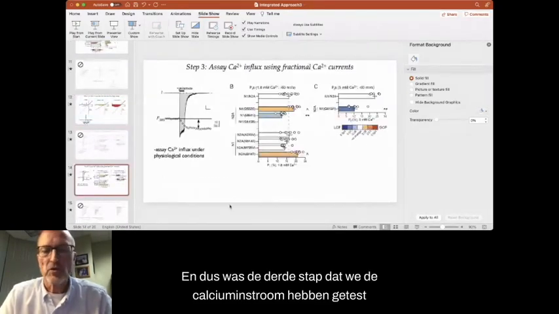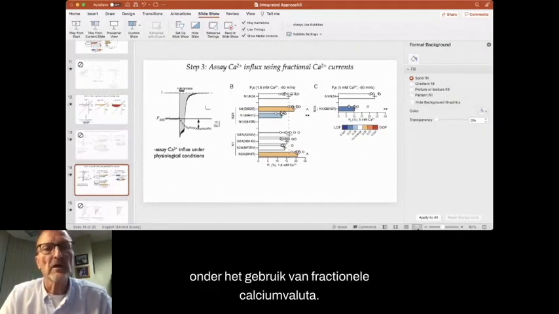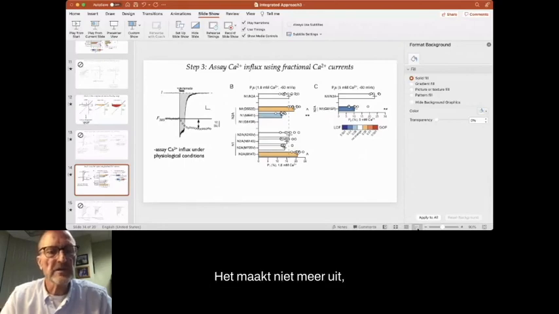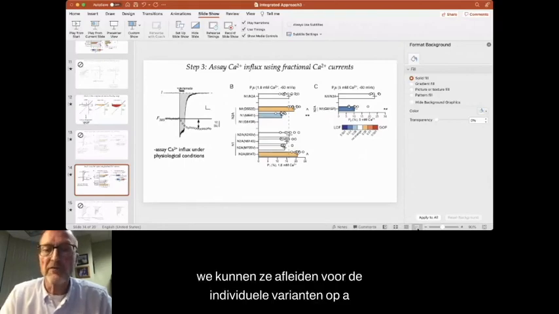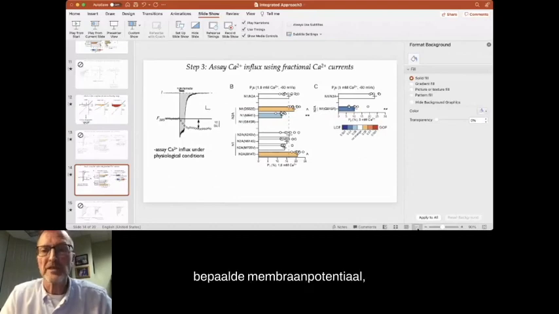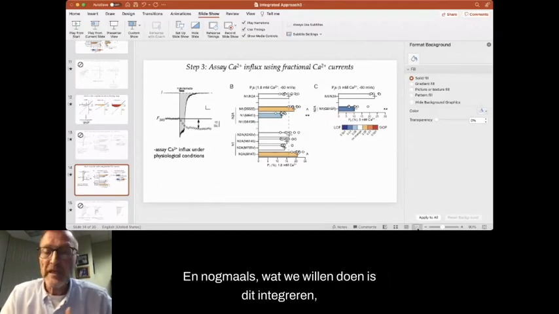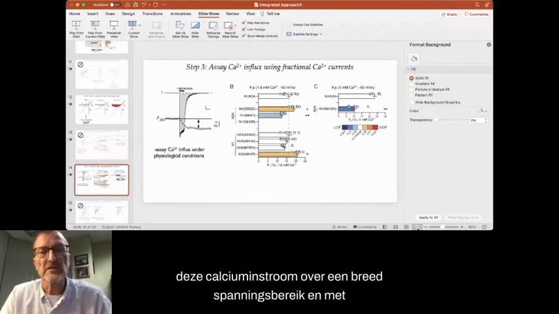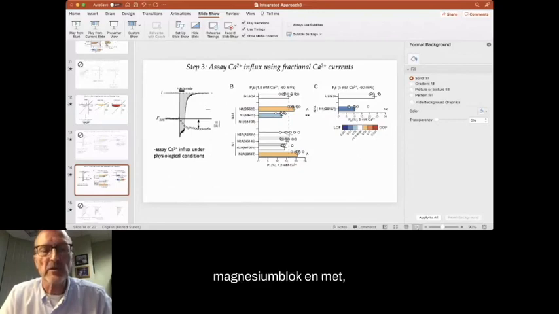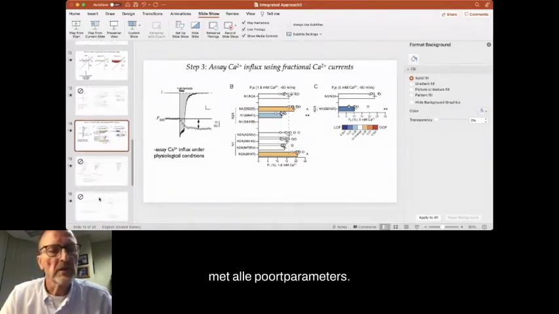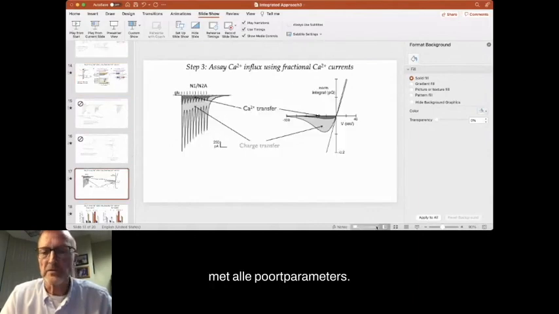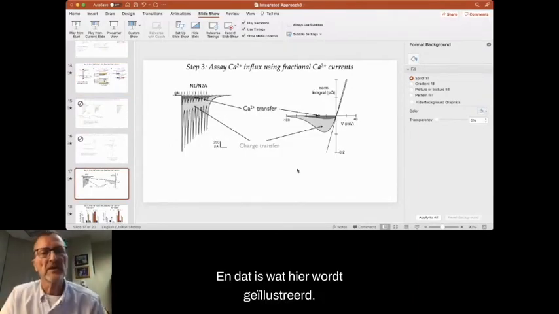And so then the third step is we assay calcium influx using fractional calcium currents. Again, we can derive for the individual variants at a particular membrane potential their effect on this ability to carry calcium. But again, what we want to do is integrate this calcium influx over a wide voltage range, with magnesium block and all of the gating parameters. And so that's what's illustrated here.